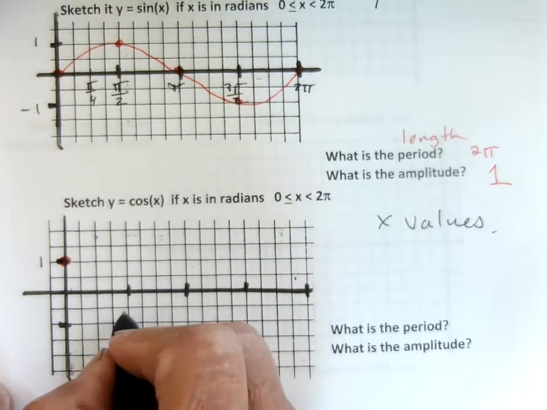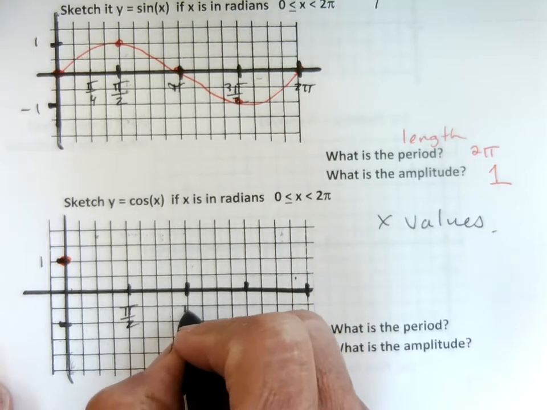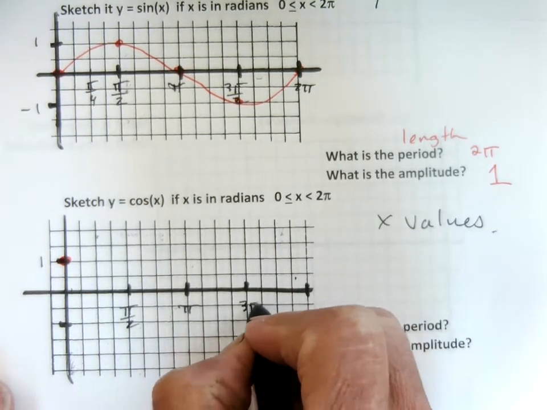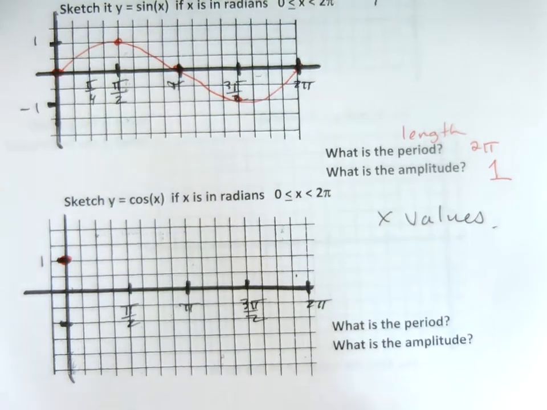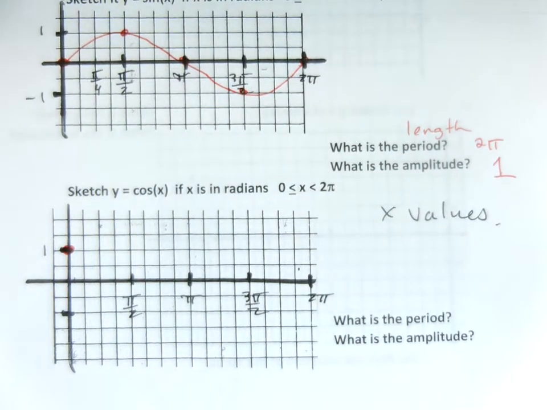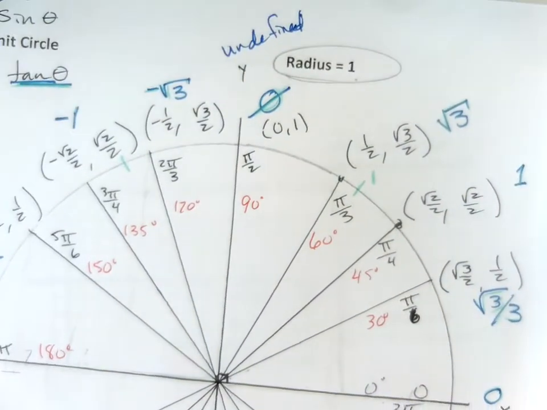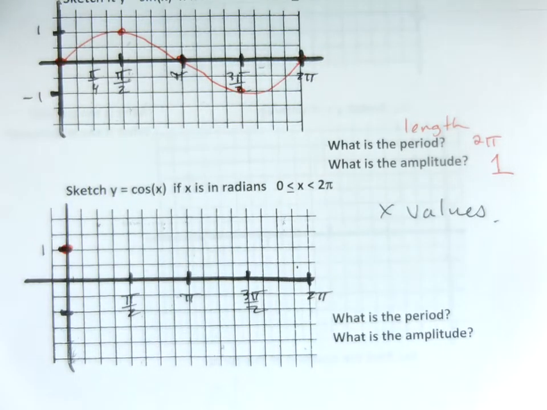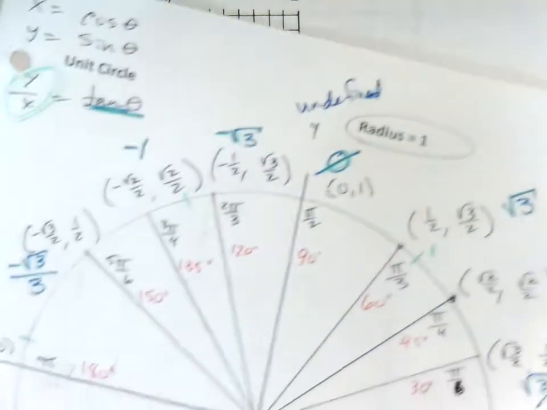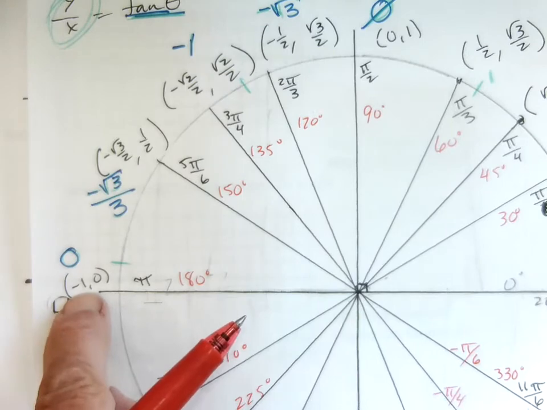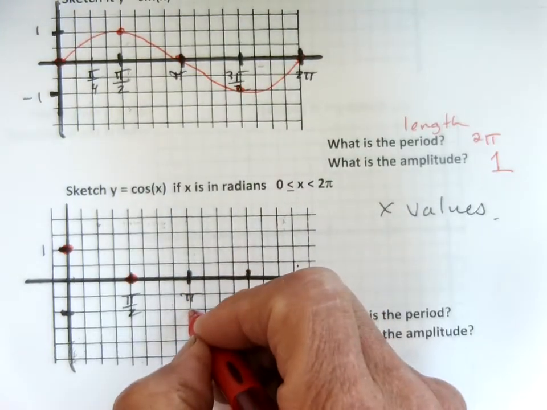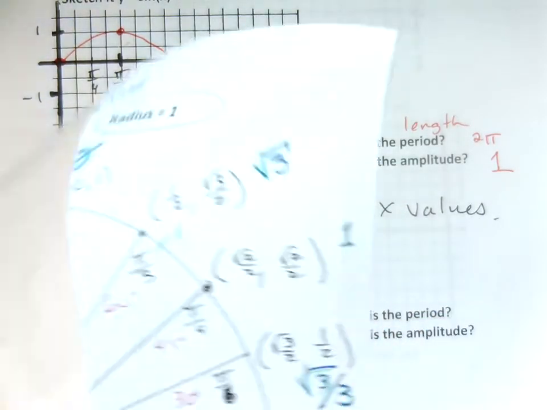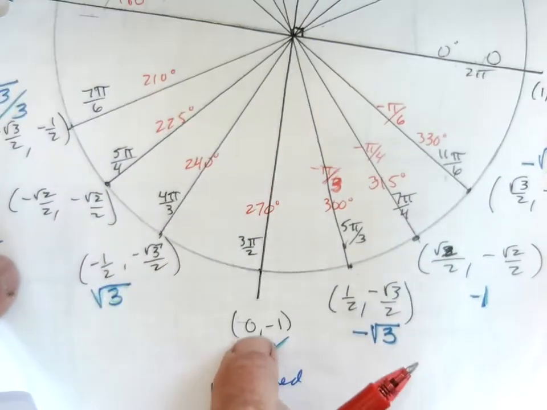I'm still going to put in my pi halves, my pi, my 3 pi halves, and my 2 pi, okay? Because I'm using the unit circle, correct? So cosine is the x value. At pi halves, the x value is 0. See that? So I'm going to have a point here at 0. Cosine is the x values, and at pi, the x value is negative 1. So I'll have a point at negative 1. At 3 pi halves, the x value is 0.